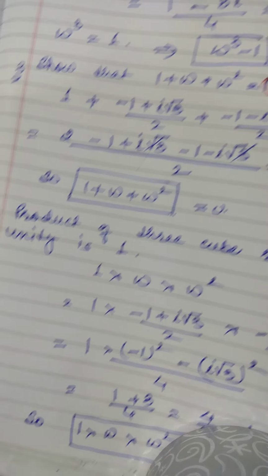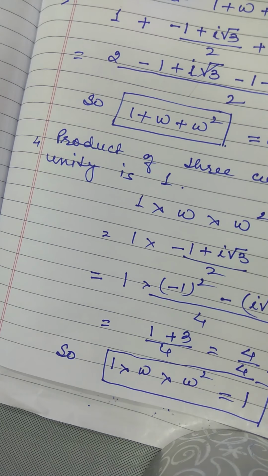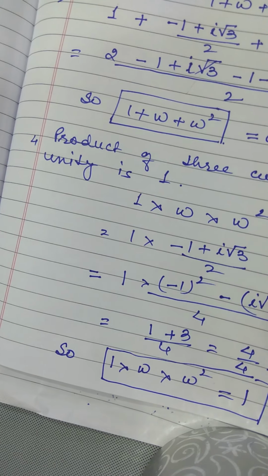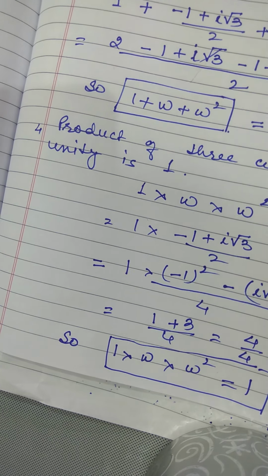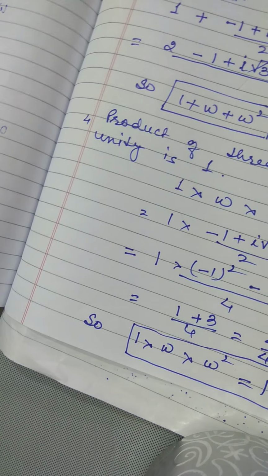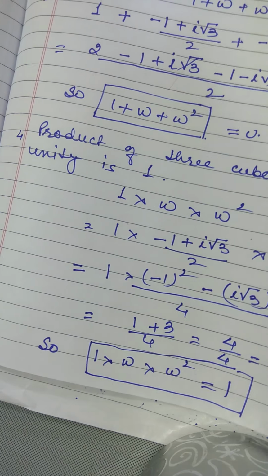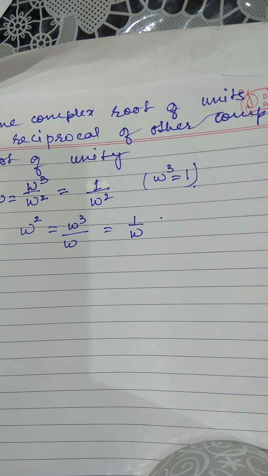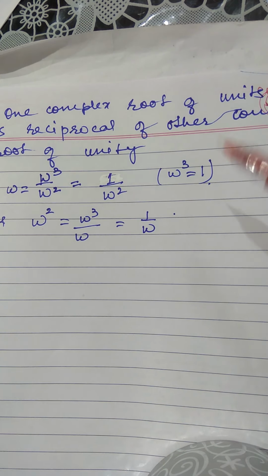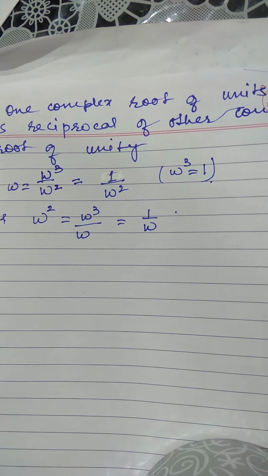And another one, the product of 3 cube roots of unity is 1. This we have already done. But again we can say that 1 into omega into omega square is 1, the same thing, omega cube is 1. And last, not the least, that one complex root of unity is the reciprocal of the other. That is, omega square is 1 upon omega and omega is 1 upon omega square.